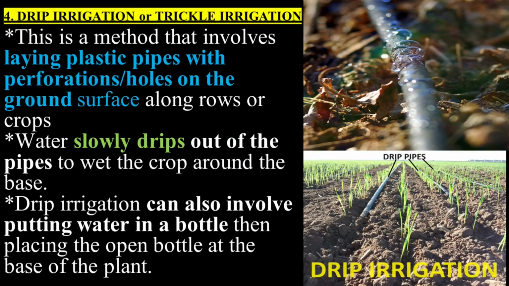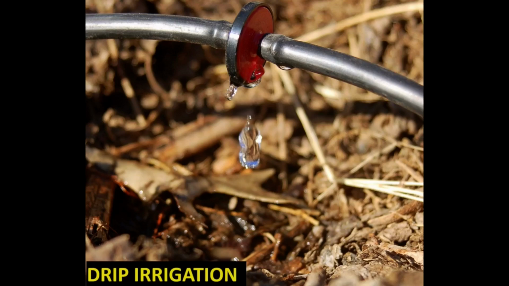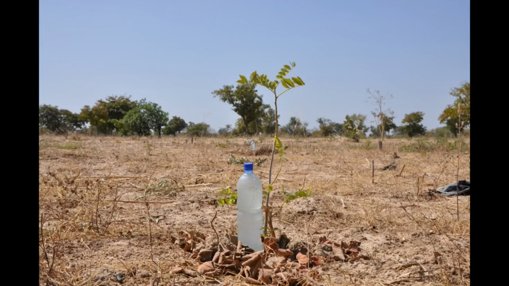Drip irrigation or trickle irrigation. This is a method that involves laying plastic pipes with perforations on the ground surface along rows of crops. Water slowly drips out of the pipes to wet the crop around the base. Drip irrigation can also involve putting water in a bottle, then placing the open bottle at the base of the plant.